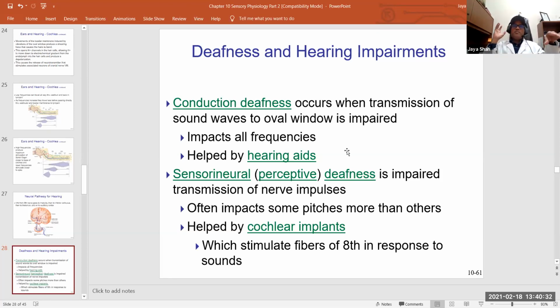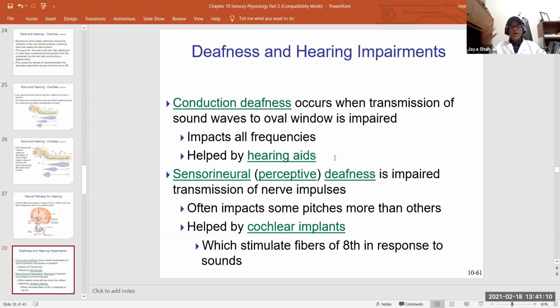And any problem outside of that, like wax in the external acoustic meatus, tympanic membrane rupture, or fusion or arthritis of the ossicles, those are conduction deafness. So conduction deafness occurs when transmission of sound waves to the oval window is impaired. And this impacts all frequencies. It is helped by hearing aids. If you put hearing aids on your mastoid process, then through bone conduction, you can hear the sound.